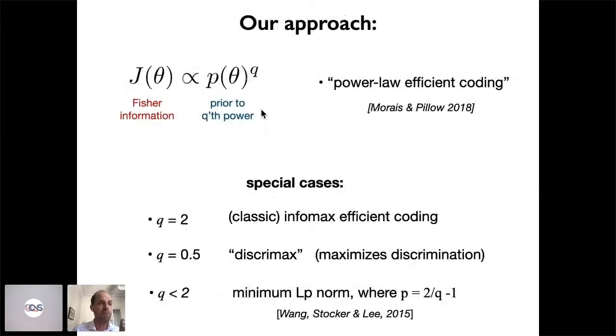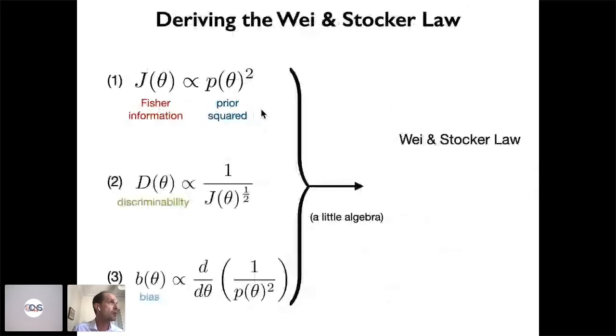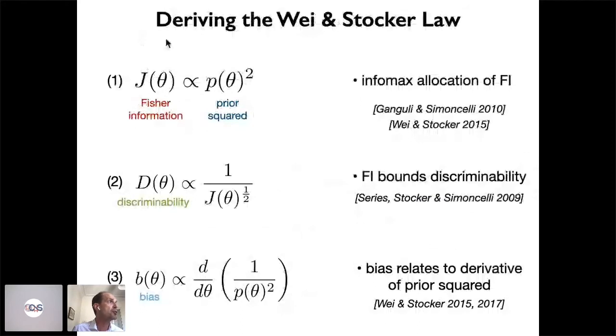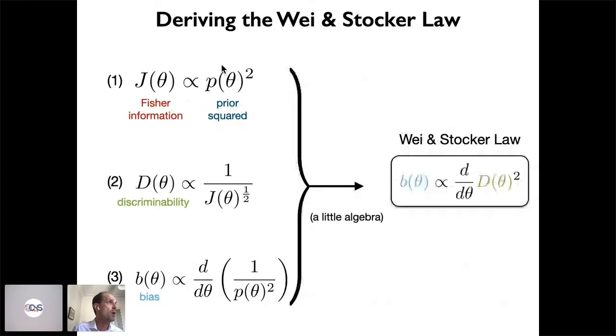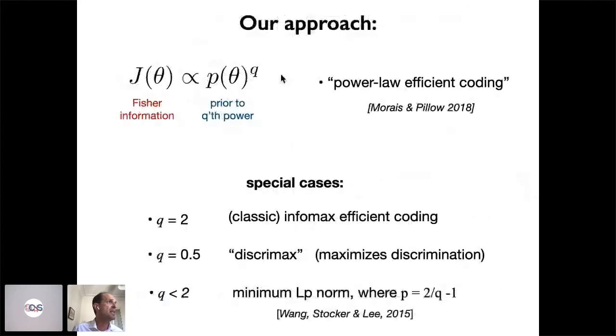Okay, our approach, let me now move to our contributions, was to broaden the class of efficient codes that we look at. So just to remind you, the Wei and Stocker paper assumed that Fisher information was allocated proportional to the prior squared. What we're going to assume instead is that the Fisher information is allocated proportional to a power law of the prior. So this is P of theta to the Q, that's taking the prior to the Qth power.